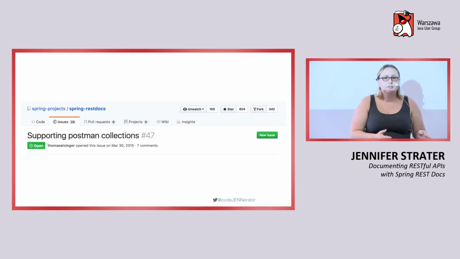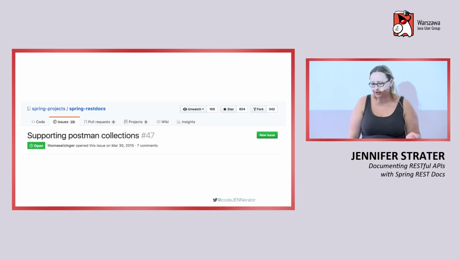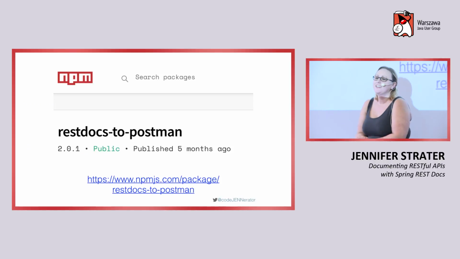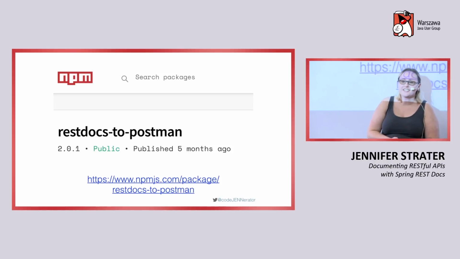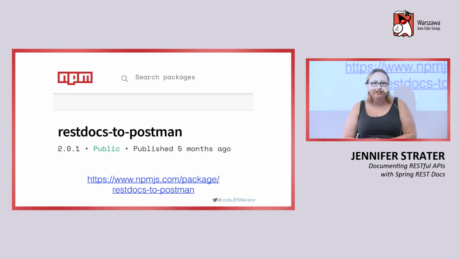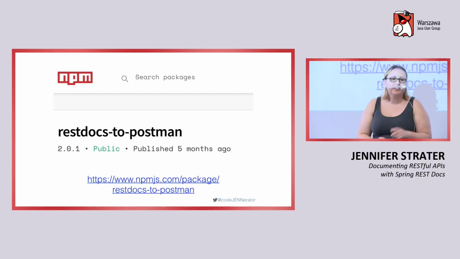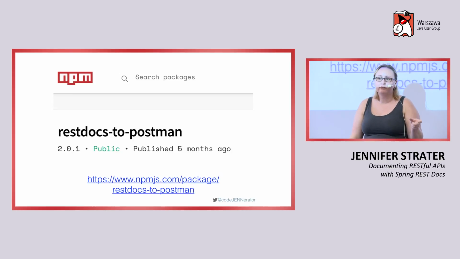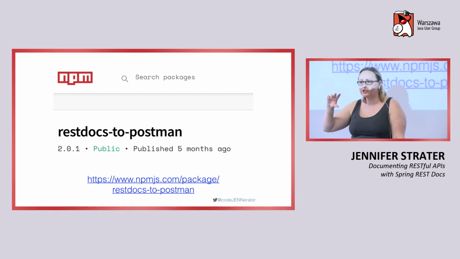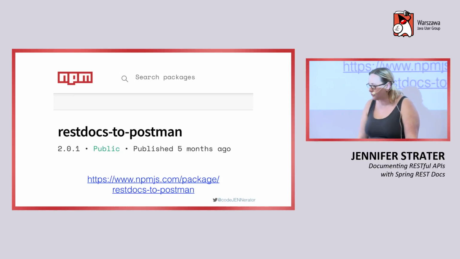If you go back and watch the video of when I gave this talk in December at Spring One, I said I was going to fix this, and I haven't. But luckily, someone else did for me. There is now an NPM package that you can run. It's not the prettiest solution, but it takes the generated snippets from Spring REST Docs and creates a Postman collection that you can import and run that way.